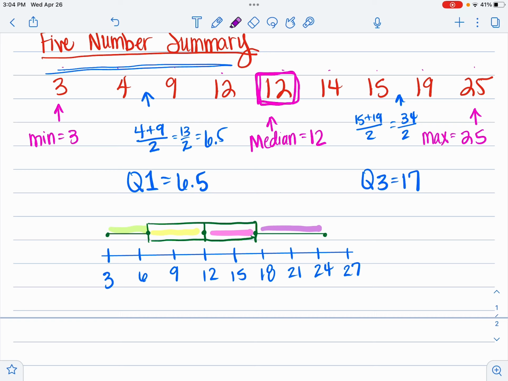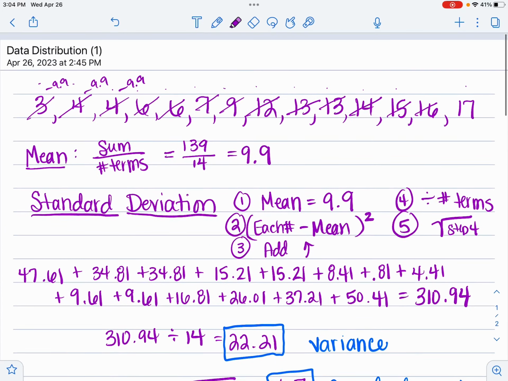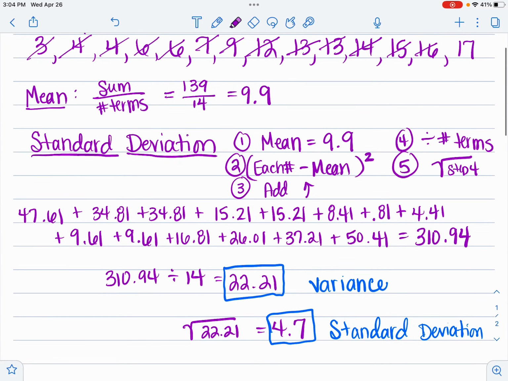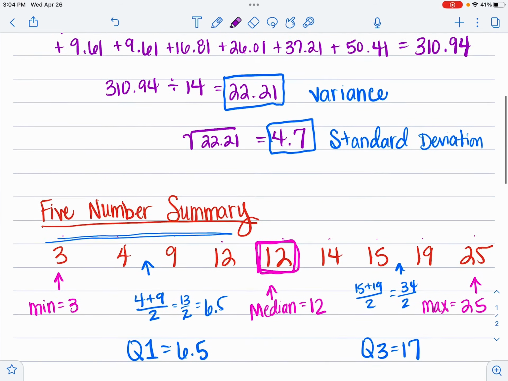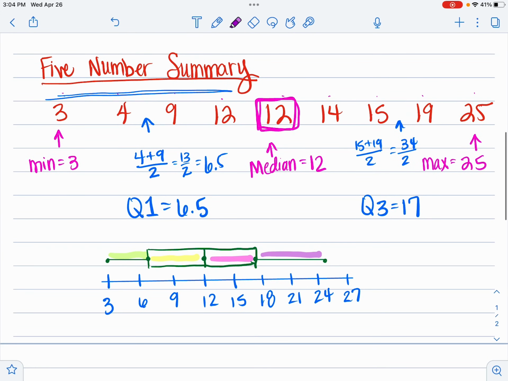Okay, so again, what we're doing with these numbers today is talking about how the numbers are spread out. So one way to describe that would be doing the standard deviation, which was all of that adding and subtracting and dividing. And another way is called the 5-number summary, whenever we're looking at it more of a where is it placed kind of situation.